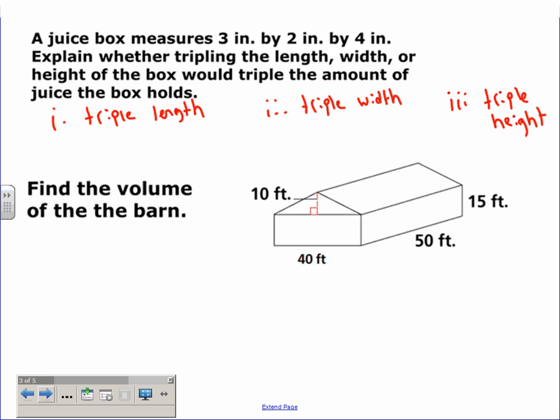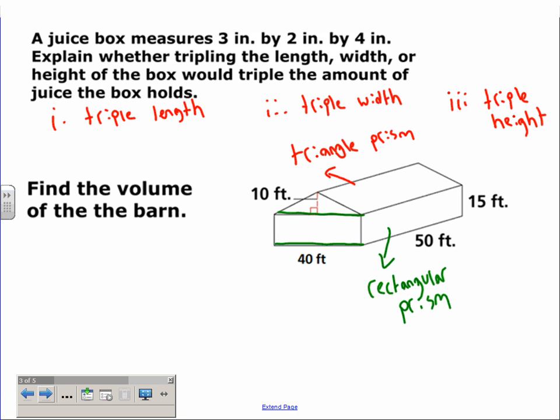And also try this one. Find the volume of the barn. Break it up into 2 shapes. First, find the volume of this triangular prism on top that represents the roof. Find the volume of that. Then find the volume of this rectangular prism that represents the base. And add them up to get the volume of the whole figure. So a quick reminder, if this is 40, then this here will also be 40. And that should be all you need for you guys to be able to do that.